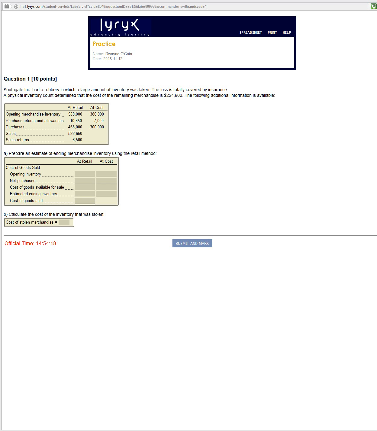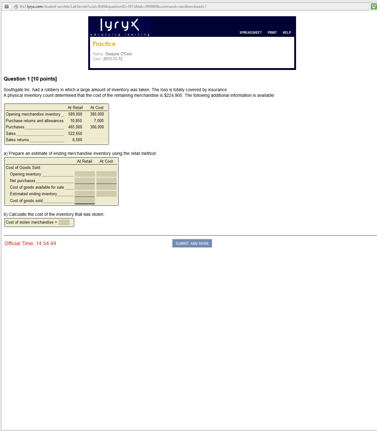Okay, this is lab 6.4, the second question. Here we're using the retail method to estimate the amount of stolen merchandise. We had a robbery and a large amount of inventory was taken, and that loss is covered by insurance. So we want to know how much to bill the insurance company for. The physical inventory count determined the cost of the remaining merchandise after the theft was $224,900.